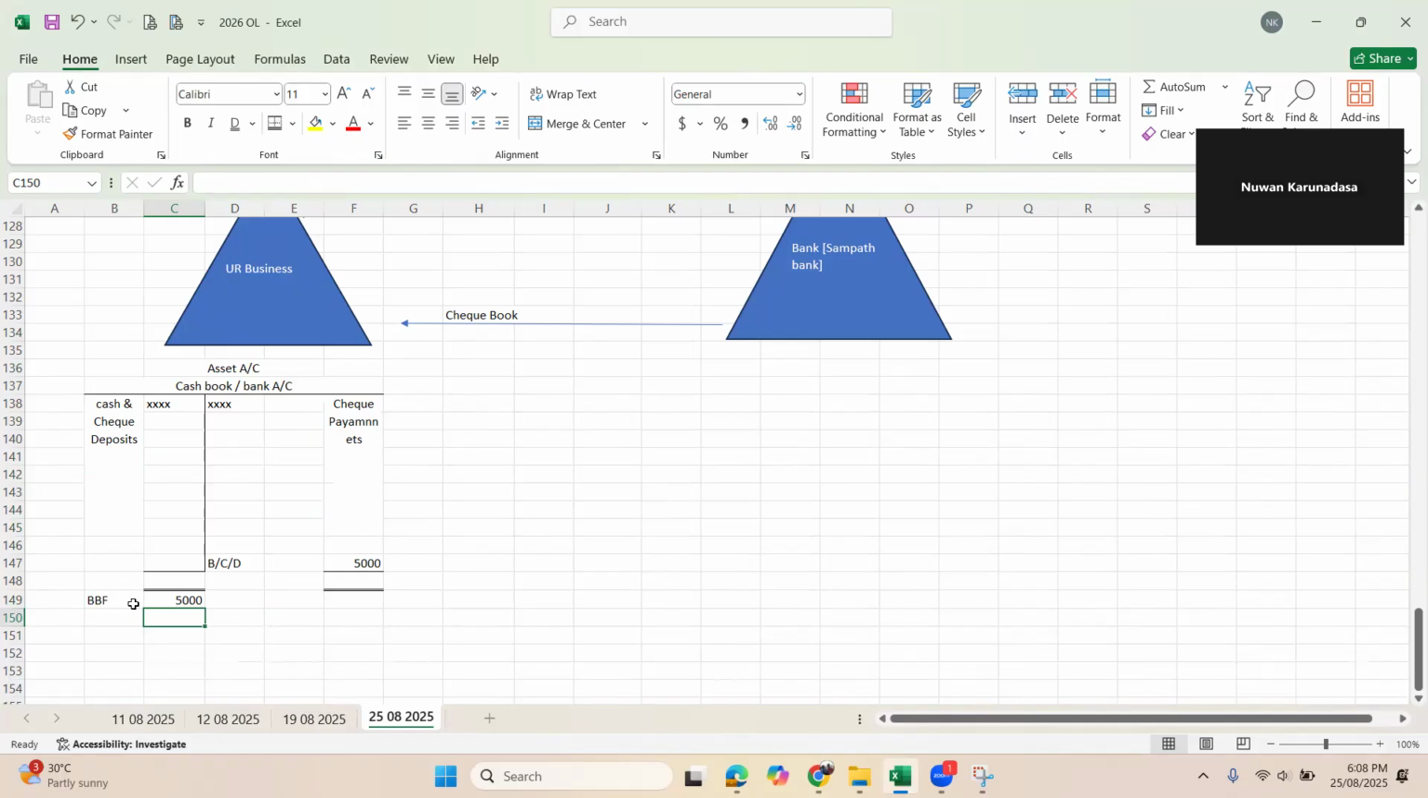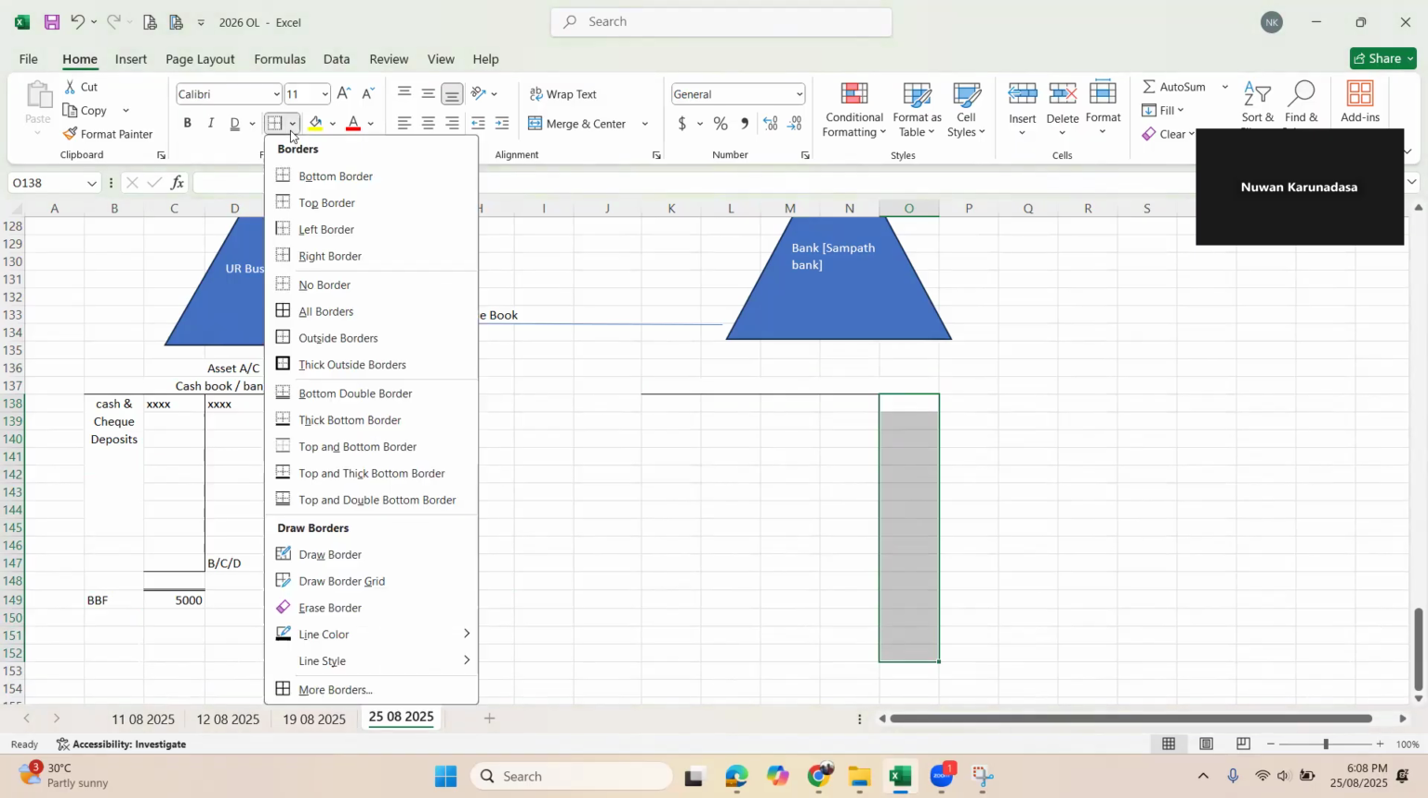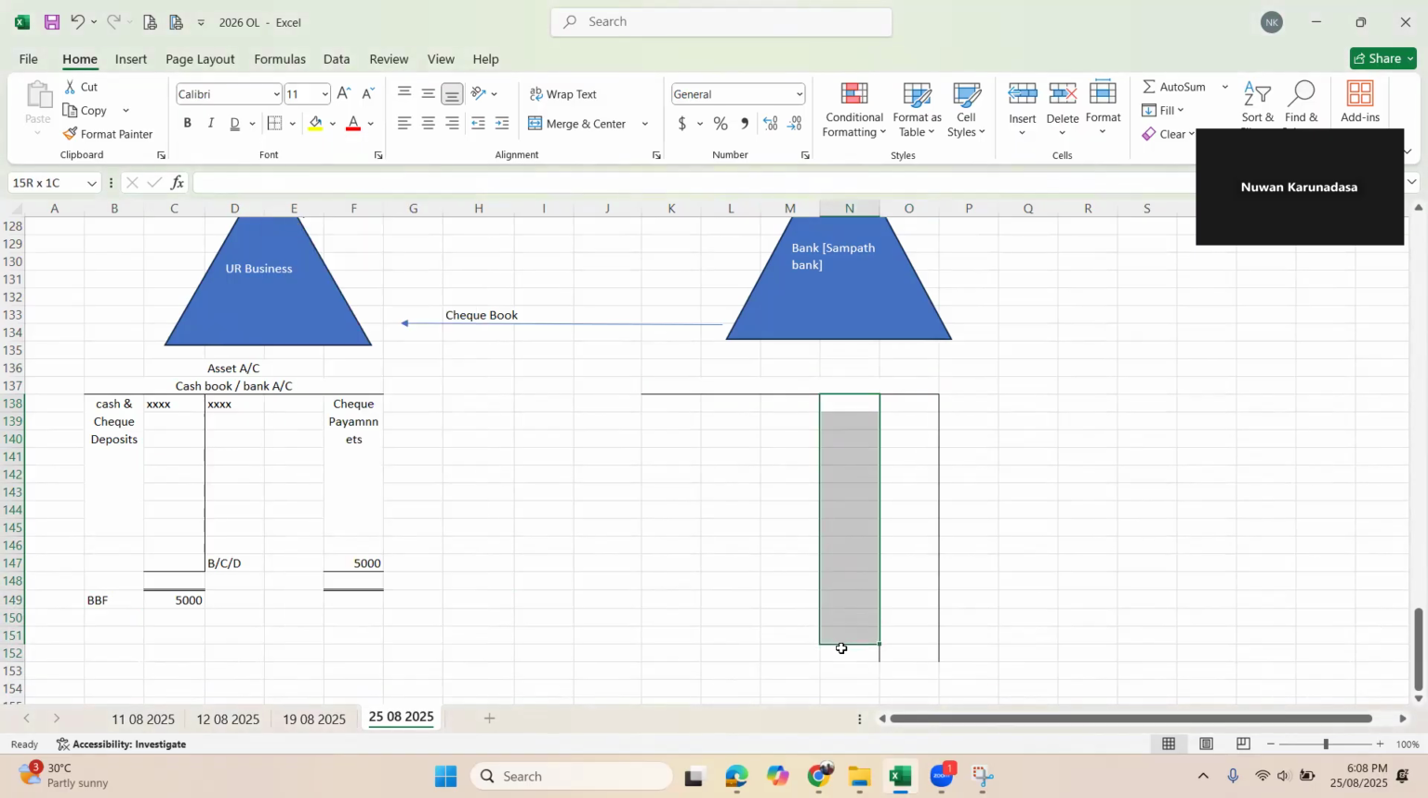What are the transactions I wrote there? Cash and check deposits I have debited here. Then the check payments I have credited here. Finally, I have a balance of 5,000. Then I will be cross-checking this balance with the bank statement balance. Now see, the bank is sending a letter. That letter contains the bank statement. Once you open it, you can see the balance as per the bank records.